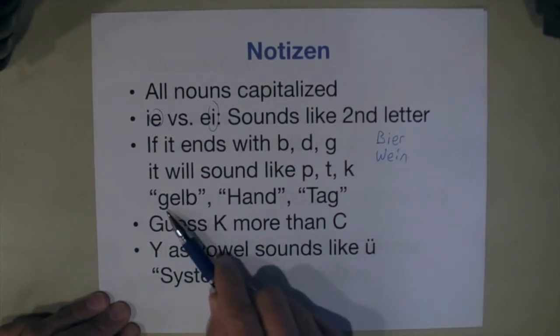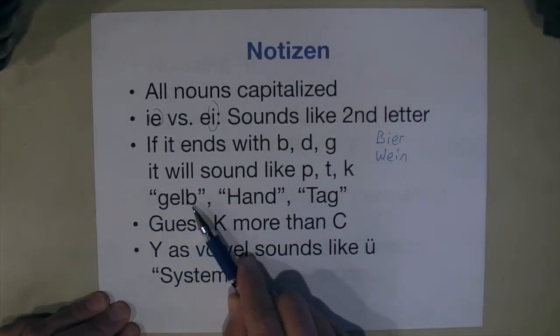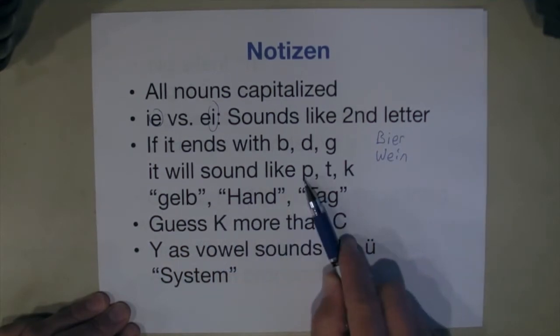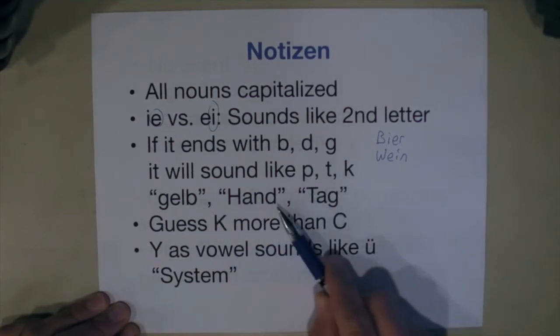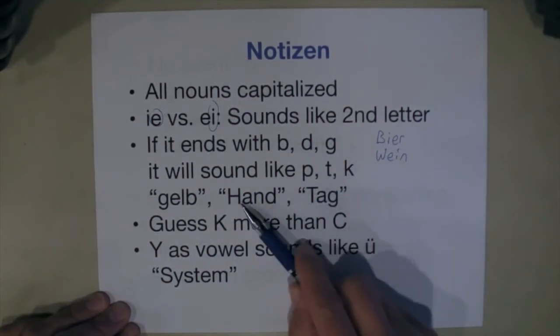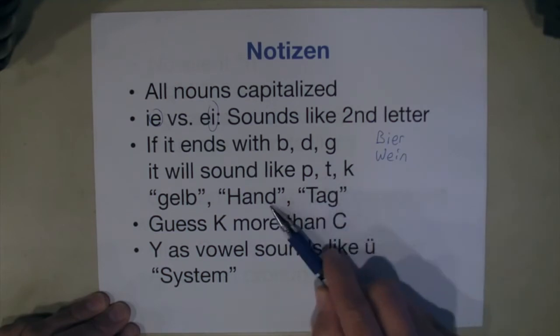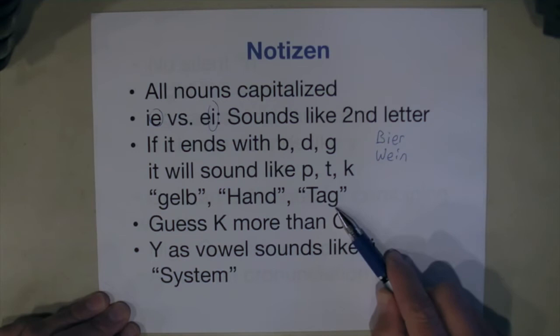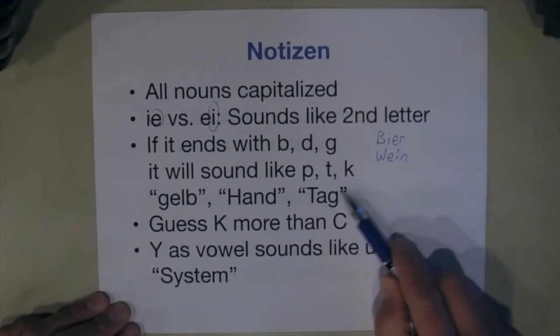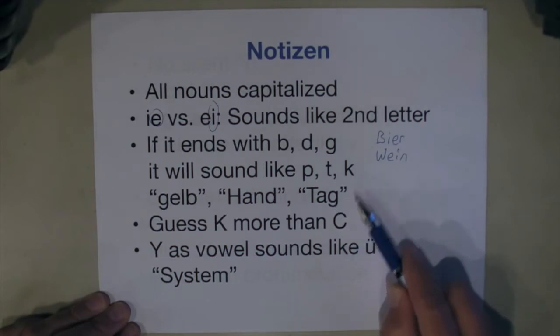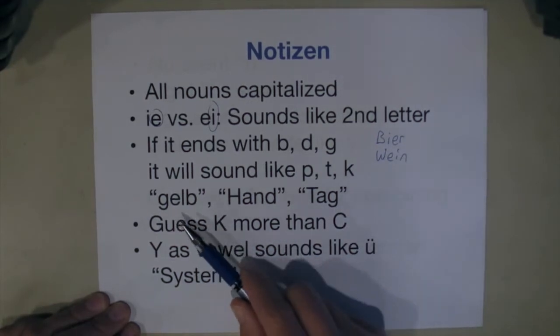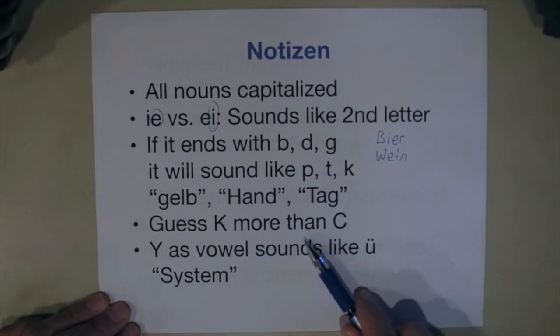So this word yellow is gelb. It sounds like a P, although it ends with a B, it sounds like a P, gelb. And this word is not hand, but Hund. Okay, sounds like a T at the end. And this word is not tag, it's Tuck, with a K, good K sound right there. Okay, very good. Then, here's just another one.